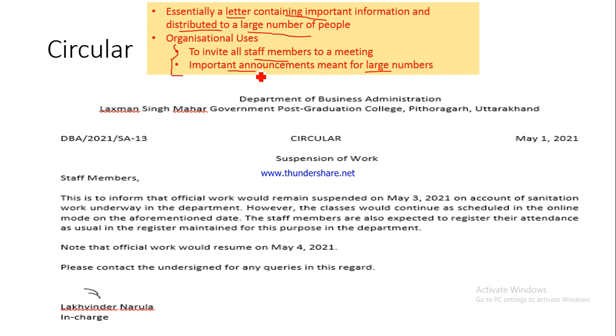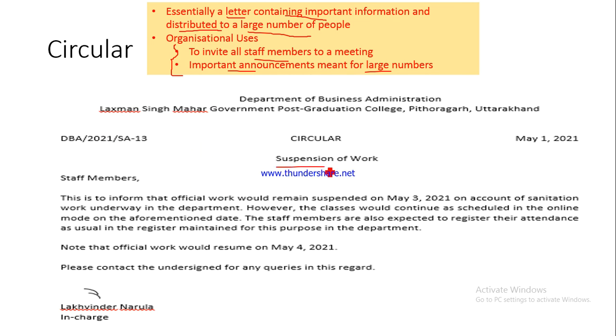Now let's have a look at the format of the circular. I had told you in the last session on notices that specifically for notices and circulars, you would find the format is very much the same. How? Now this is a format. Have a go through the body so that you understand what is being communicated through this circular.